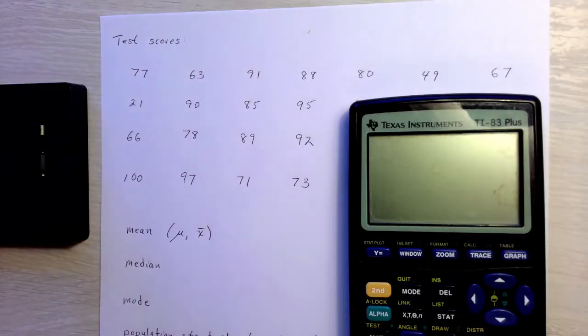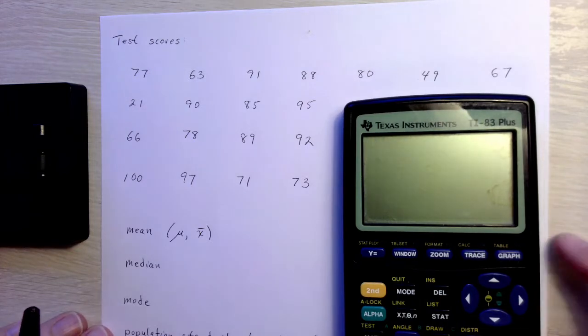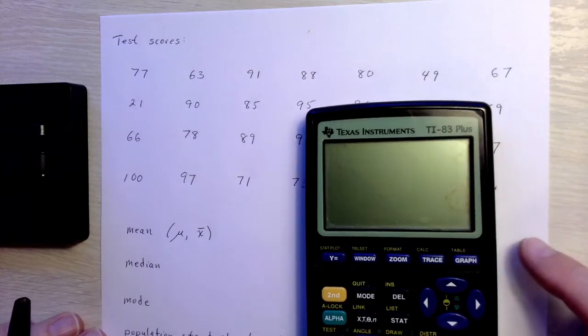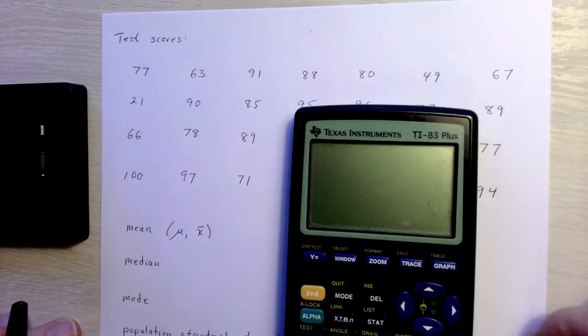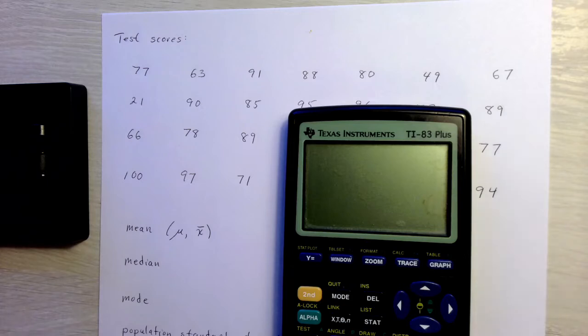Hello everyone. In this video I'm just going to show you how to compute some basic statistics functions on your calculator. I will be using a TI-83 Plus from Texas Instruments. It's about the lowest style calculator that will work in this class.